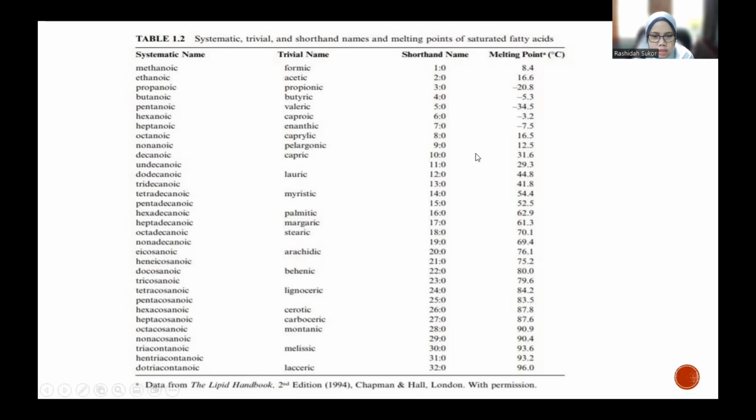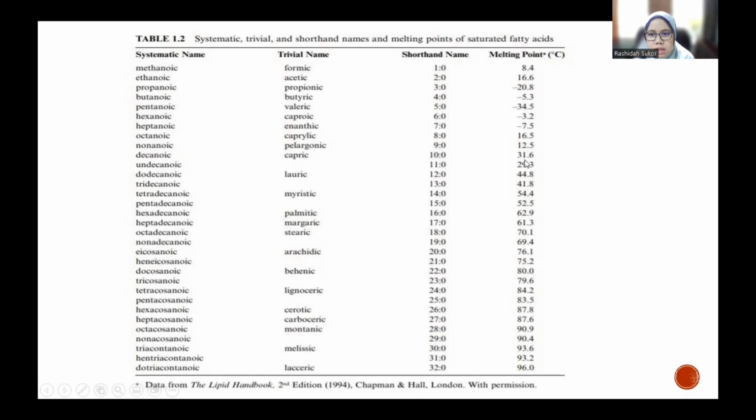Okay, you don't have to memorize this. This is information. As the carbon number is higher, the melting point is also higher. So let's look at which ones are solid at room temperature. Room temperature in Malaysia is about 28 to 30. So anything with a melting point higher than that does not melt yet.